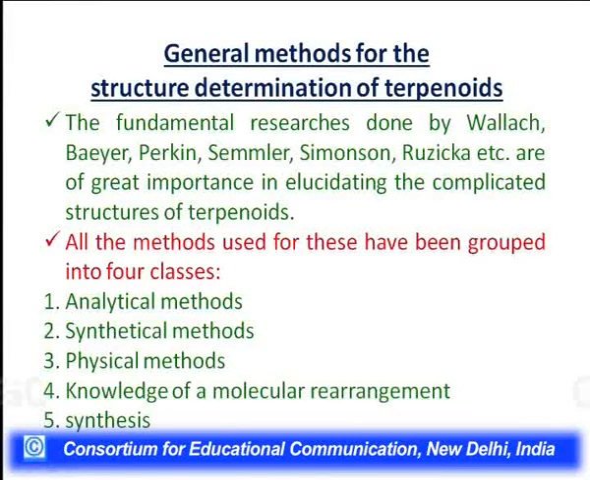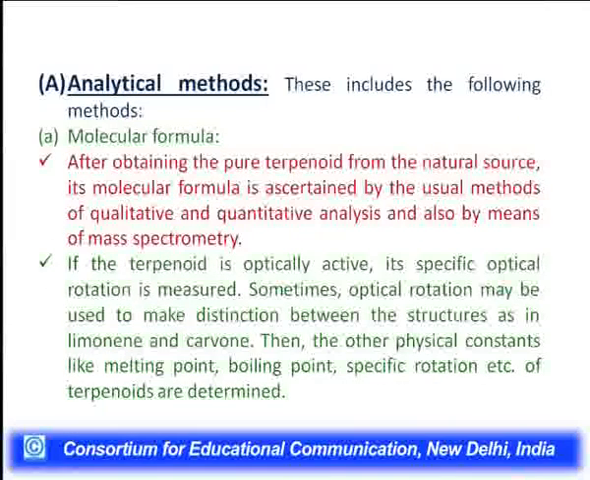All the methods used for this have been grouped into 4 classes. One is the analytical method, one is the synthetical method, then comes the physical method, then knowledge of molecular rearrangement. And then these methods will be confirmed finally by the synthetic methods which are done in the laboratory. So we will discuss all these methods in detail. First come the analytical methods. These include the following. The first one is the molecular formula, that is, how we determine the molecular formula of a product which we have derived from a natural source.